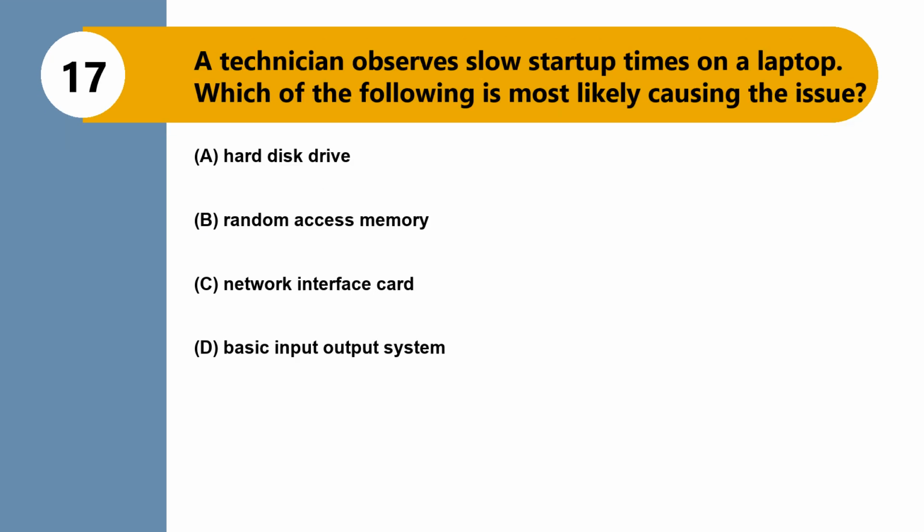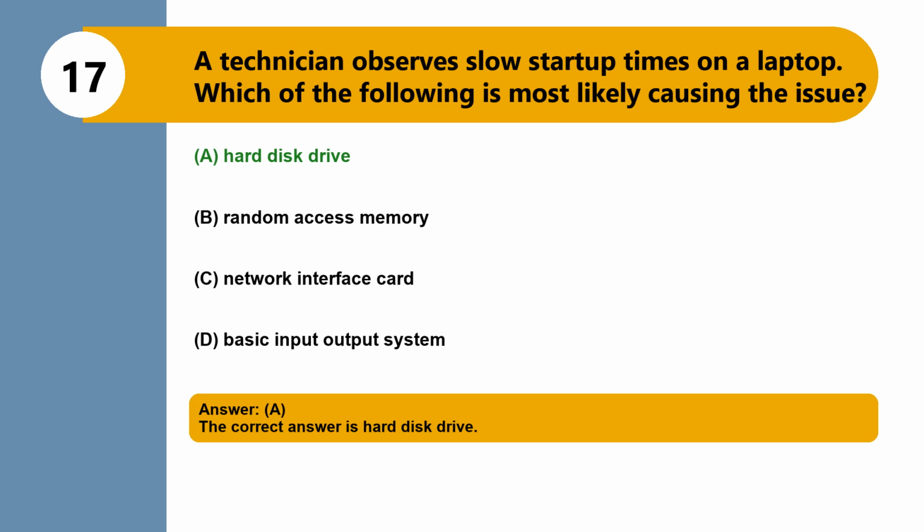Question 17. A technician observes slow startup times on a laptop. Which of the following is most likely causing the issue? Option A. Hard disk drive. Option B. Random access memory. Option C. Network interface card. Option D. Basic input-output system. The correct answer is option A. Hard disk drive.